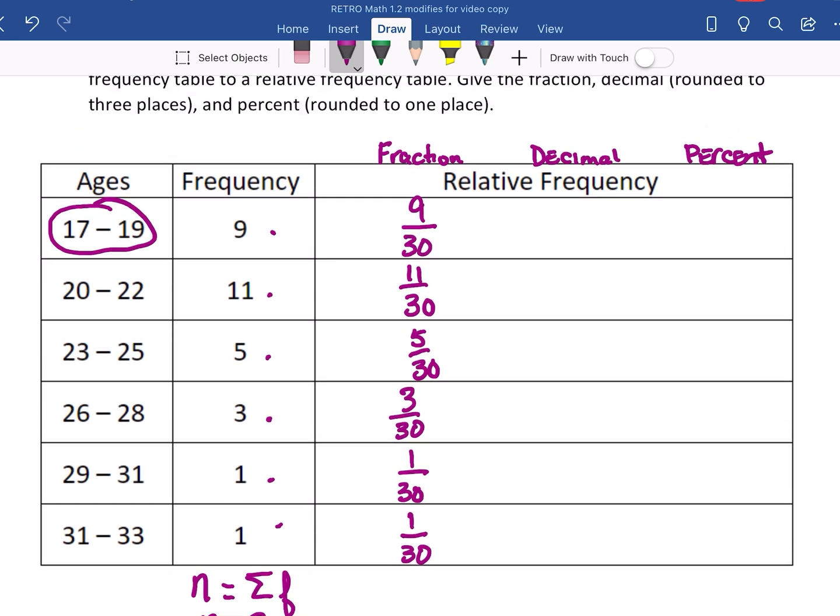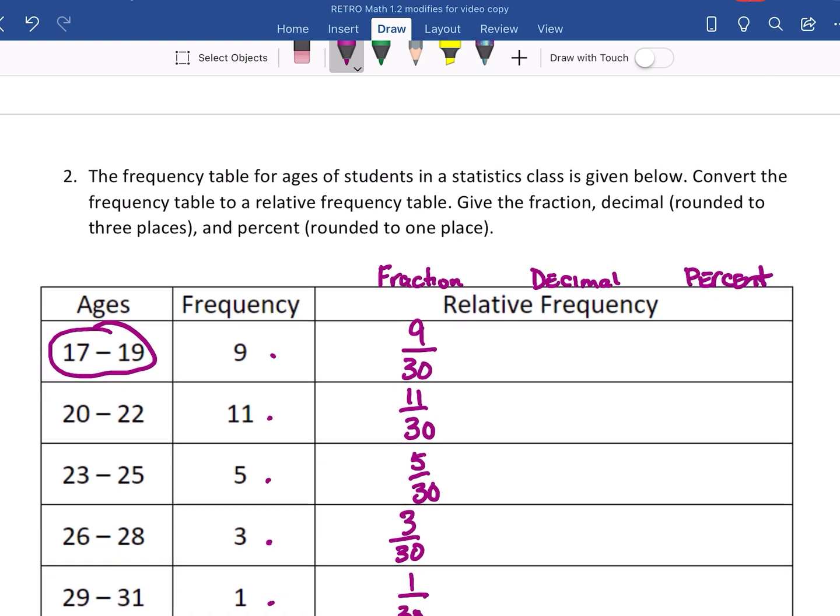Now we're going to find the decimals. So just take your calculator and divide. Now what your instructions told you to do was give the fraction. We've done that. Now we're going to do the decimal form, rounded to 3 places. That's setting us up so that when we do the percent, we'll be in the tenths place on the percent. That's why we want to round to 3 places on the decimal, so we'll be rounded to 1 place past the decimal when we get to the percent category.